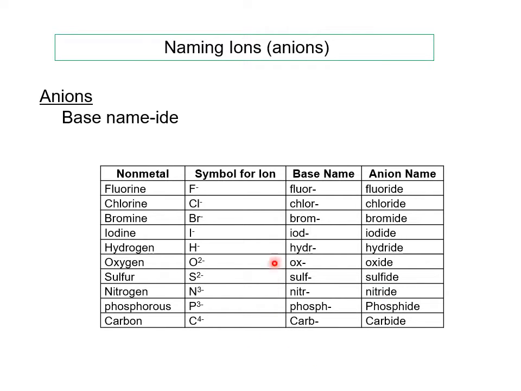So for most of them, or for all of them, pretty much the base name is the first part of the name of the nonmetal. If there is an -ine at the end, we just drop the -ine. If there is an -ogen at the end, we drop that. So for oxygen and hydrogen, we drop that -gen at the end. For fluorine, chlorine, bromine, iodine, we drop the -ine at the end and add the -ide to it to give the name of the anion.